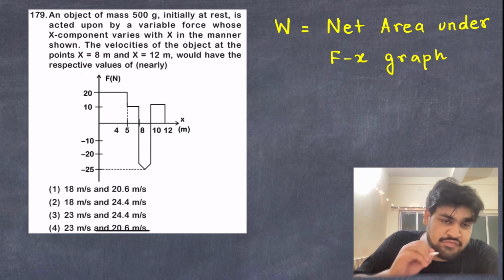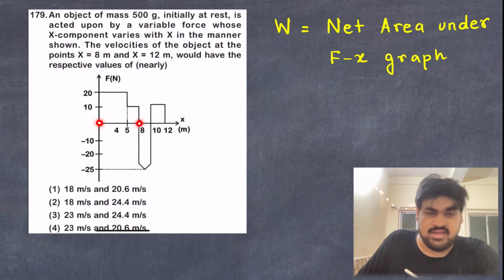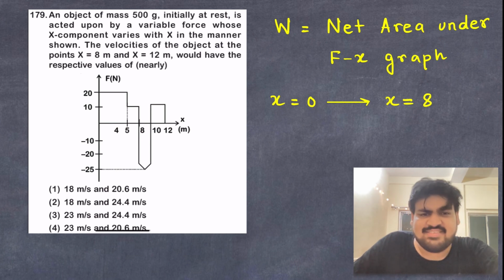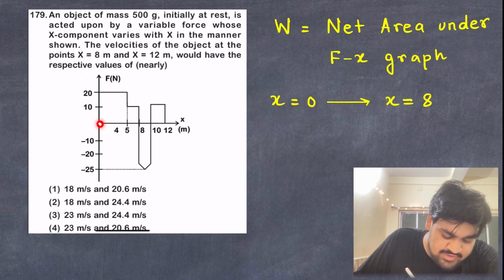For the first part the particle is moving from x equal to 0 to x equal to 8. So when the particle moves from x equal to 0 to x equal to 8, let us calculate the net area under the graph. From x equal to 0 to x equal to 8 there will be two rectangles, right? One rectangle this and the other rectangle is this.